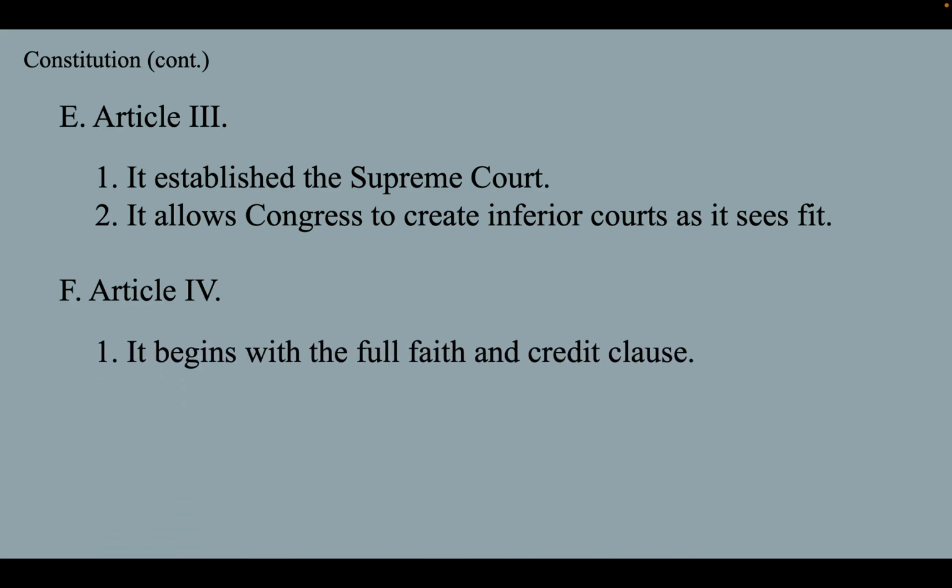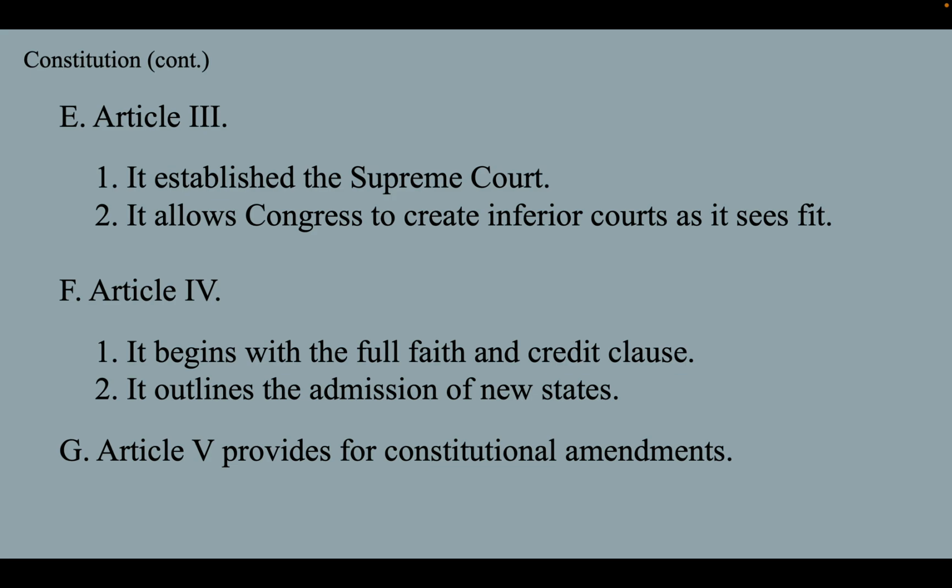Article 4 begins with the full faith and credit clause. That's where one state has to acknowledge court cases and paperwork, court decisions, from another state. It outlines the admission of new states, how they would be adopted. Article 5 gives the method for amending the Constitution.